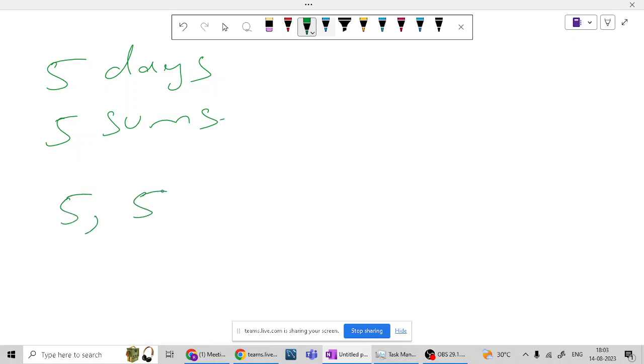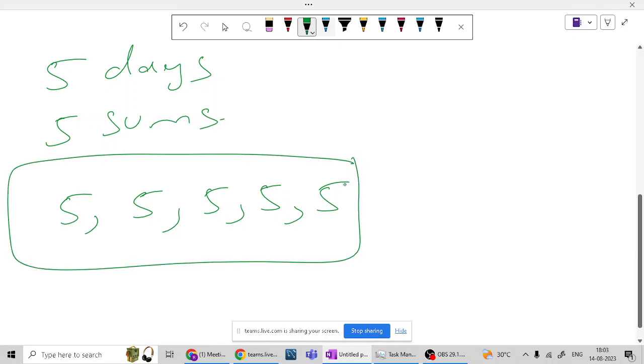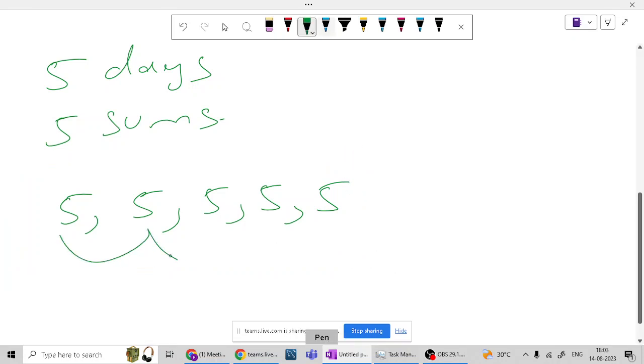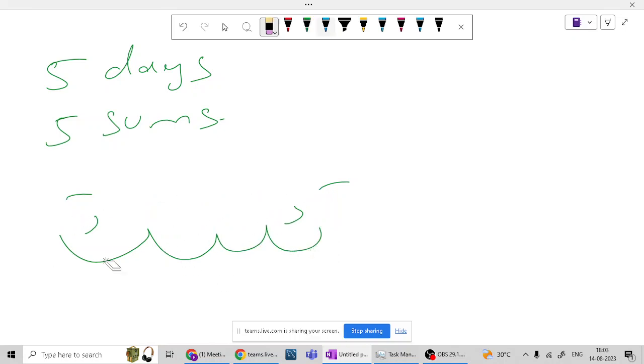Each day you'll be solving 5 sums, right? 5 questions. So at the end of the 5th day, what will be the total? 25 questions. You can either add it: 5 plus 5, 10, 15, 20, 25. If not, the other way is square.